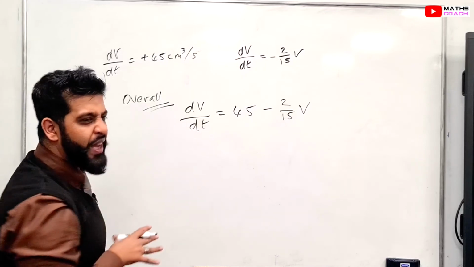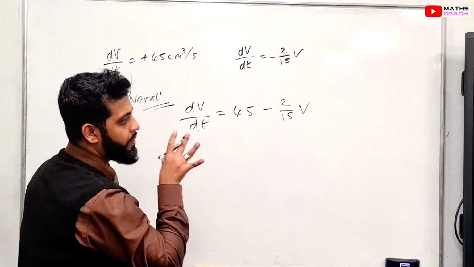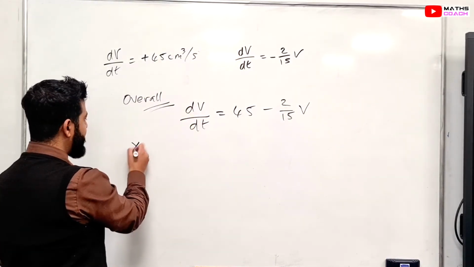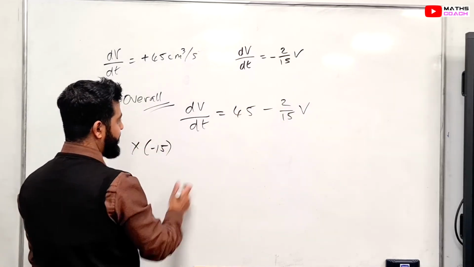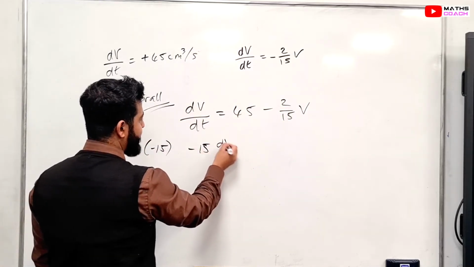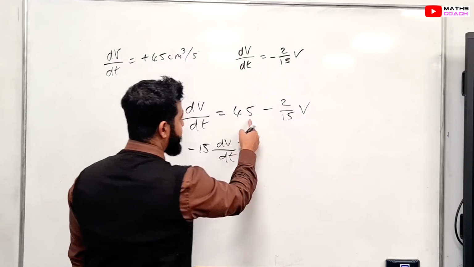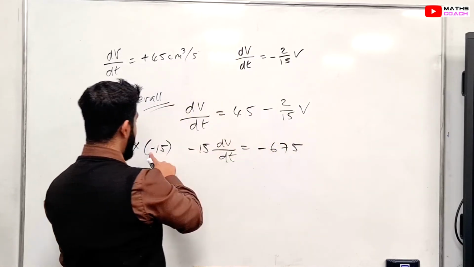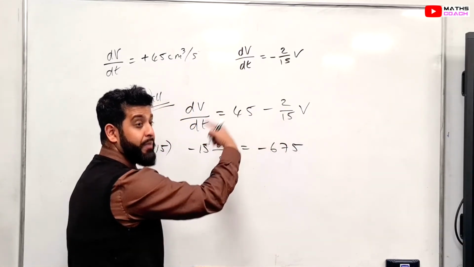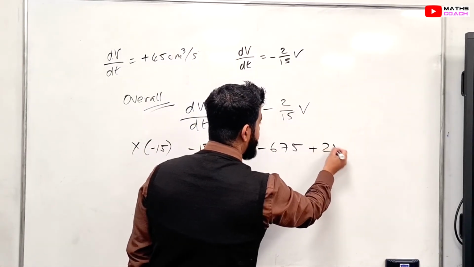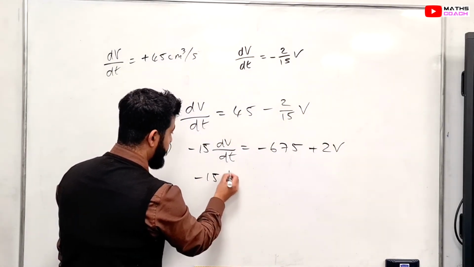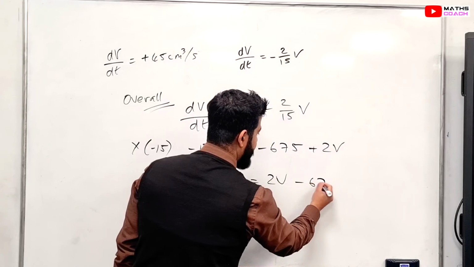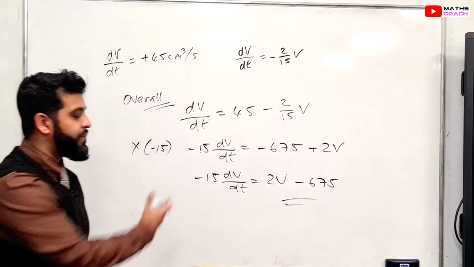Now we just have to show what they want us to show, which is to have that minus 15 there. Well, simply just multiply by minus 15. So if you multiply this whole thing throughout by minus 15, you get minus 15 dV/dt. And what's 45 times minus 15? Minus 675. And then the minus and a minus here will be a positive, and it's a fraction. You're multiplying by 15, which would just leave us with a positive 2V. And then you can see now we've got what they want us to have, which is 2V minus 675. And there you have it. You've set up your differential equation there.